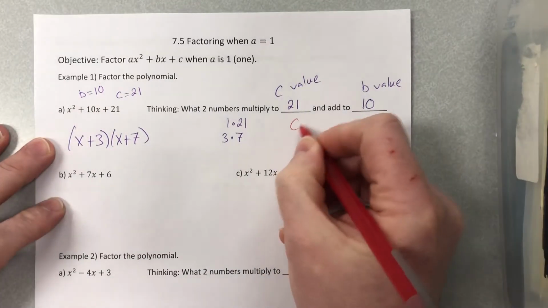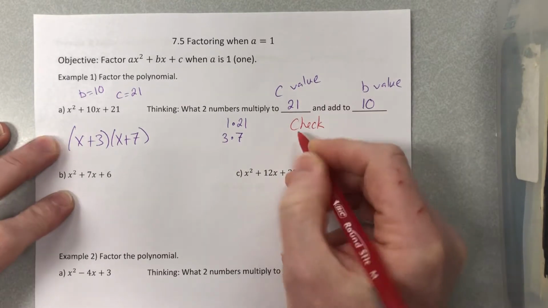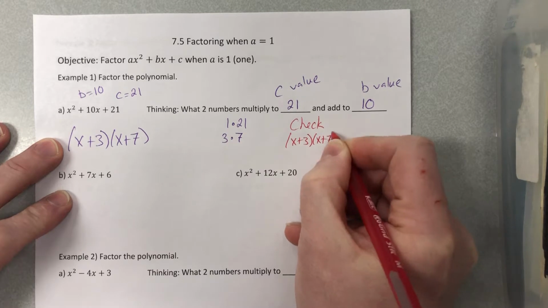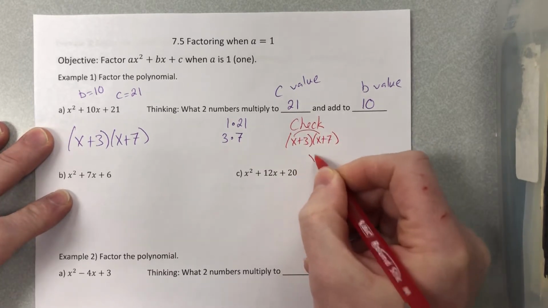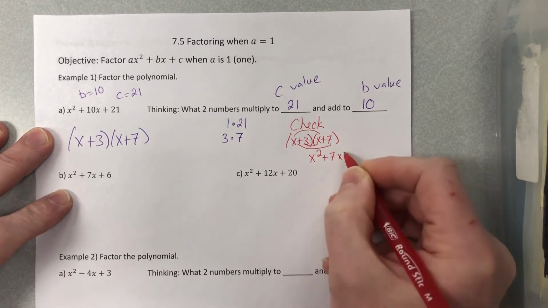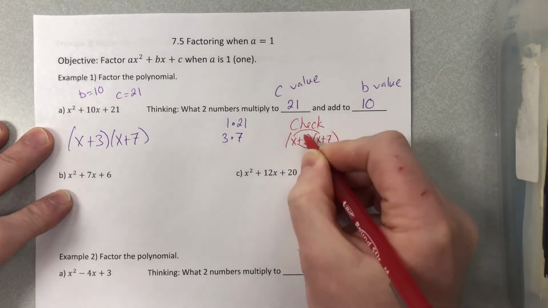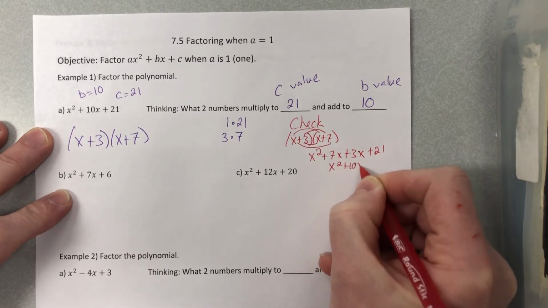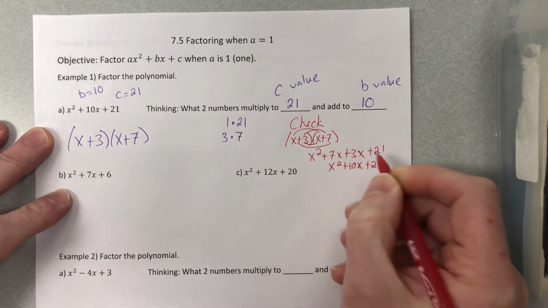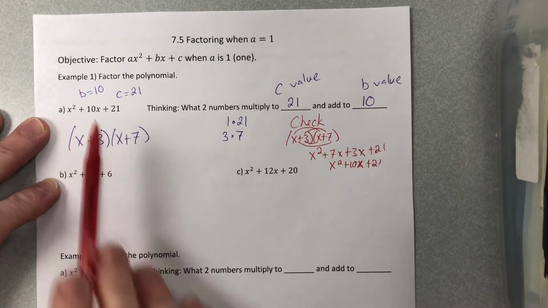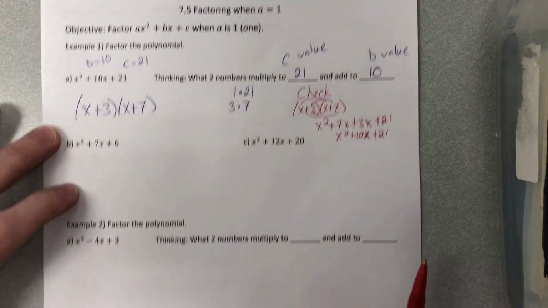Okay? We can always check these things if we want to make sure we're correct, by distributing them. X times x is x squared. X times 7 is 7x, x times 3 is 3x, and 3 times 7 is 21, which does work out, okay? So for all the first ones here, we notice both of our signs are positive, all right?